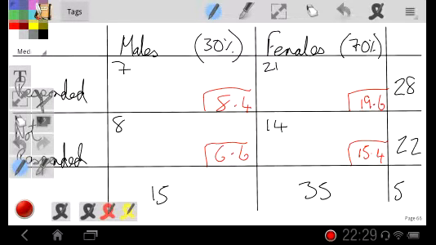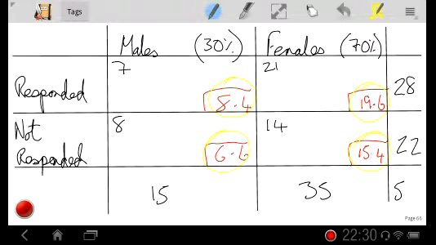The expected values, 8.4, 19.6, 15.4, 6.6. The observed values, 7 is less, 21 is more than what was expected, and so forth. I think we can see that there's a small variation between what we observed and what we expected. The question is, is it a big enough variation for us to conclude that the hypothesis that men and women don't behave differently is wrong? That's what we want to do. We want to throw that hypothesis out.